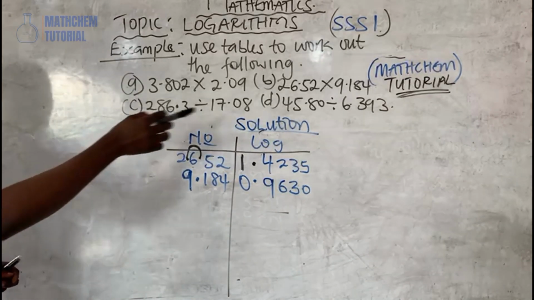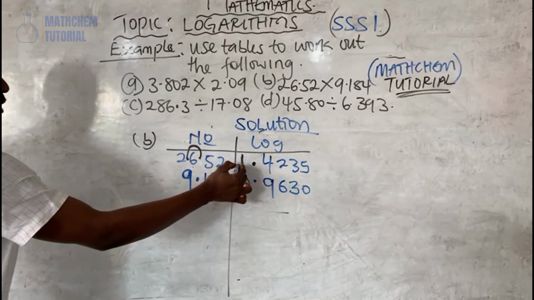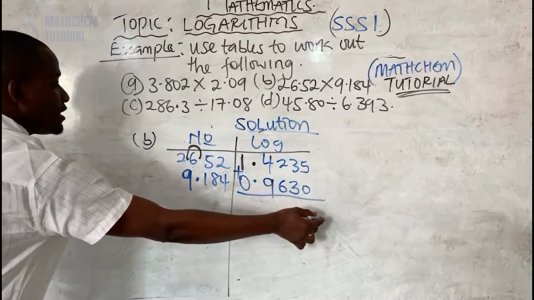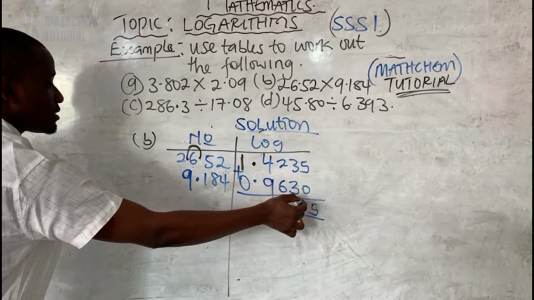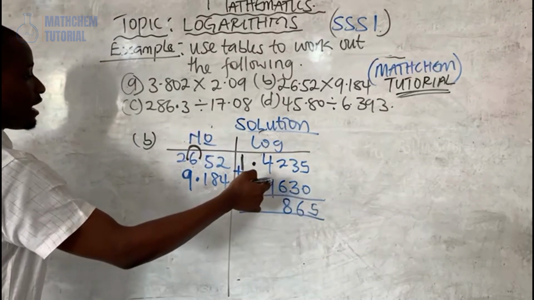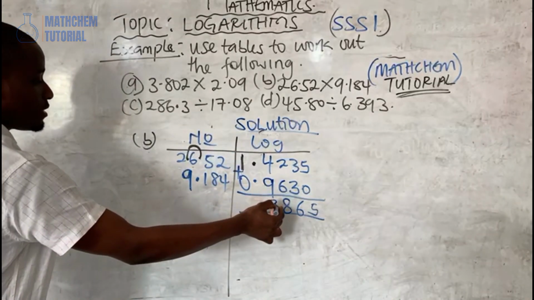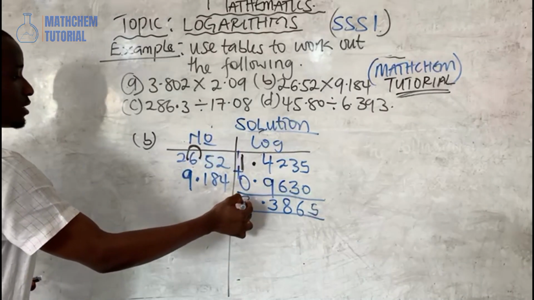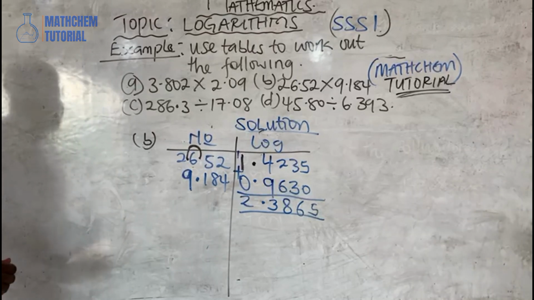Look at the sign. It is a multiplication sign. Multiplication sign will change to addition. So I will sum it up here. Now adding it together, I have 5 plus 0, which is 5. 3 plus 3 is 6. 2 plus 6 plus 2 is 10, so 8. Then I have 9 plus 4, and that is 13. So I will write 3 here, put my decimal point here as well. The 1 will be here. 1 plus 1 plus 0 is 2. So I have it as 2.3865.